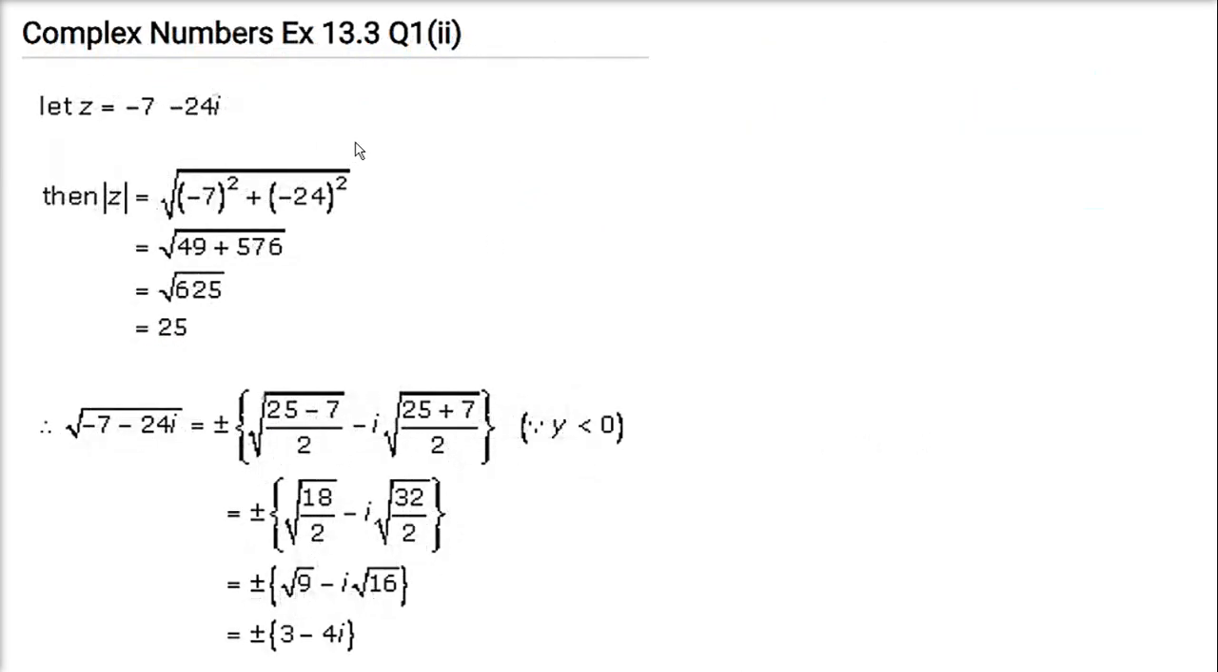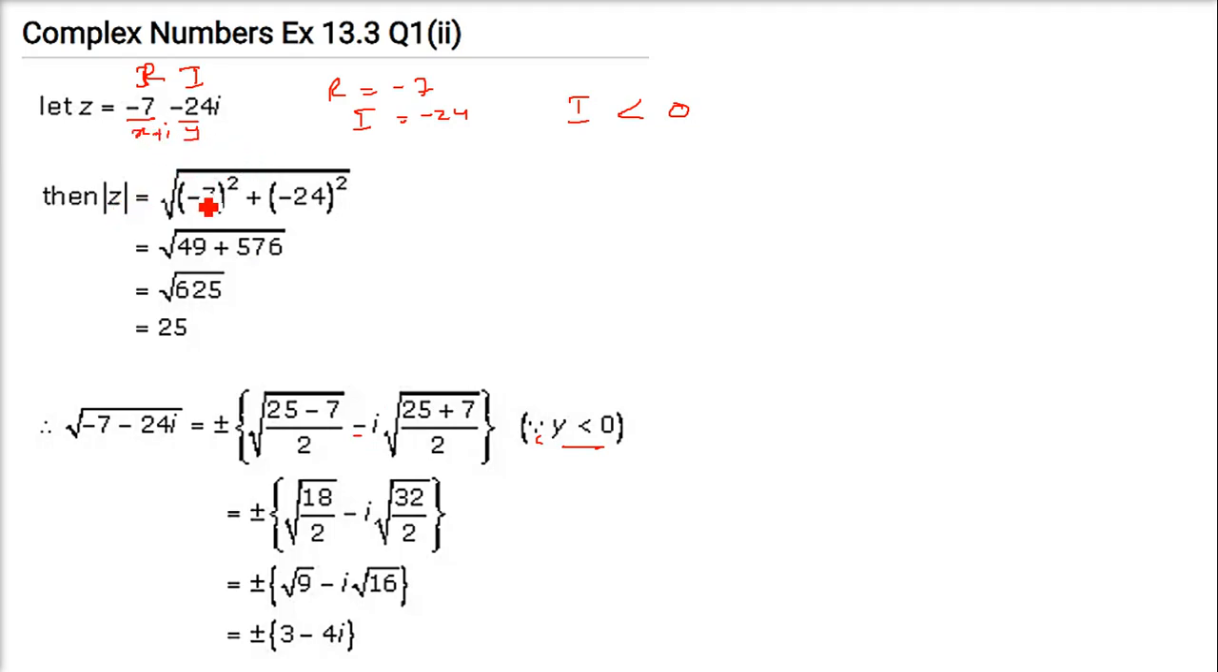So same formula we are going to apply here. This is your x, this is your y, the real part and imaginary part. Now the real part is minus 7, the imaginary part is minus 24. Since the imaginary part is less than 0, if this is x plus iy, y is less than 0. So we'll use the negative formula, that is the minus formula here. Plus minus remains, everything remains the same, only this plus will become minus.